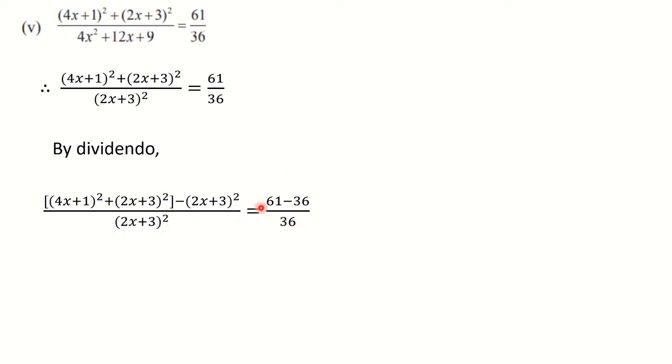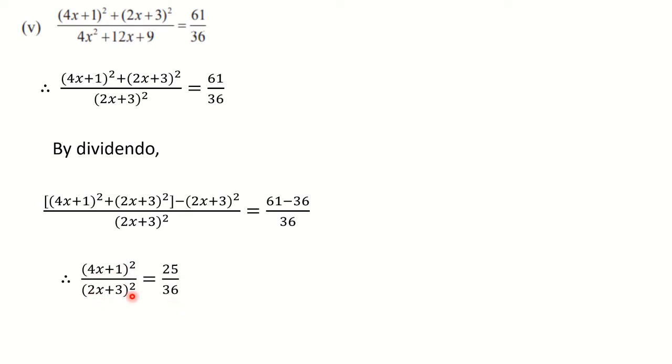Similarly, we are doing dividendo on the right hand side also. You know that if we are doing any operation on the equation, we have to do it on both the sides. So here also we are going for dividendo: 61 minus 36 upon 36. Now see, this is plus and this is minus, so the second term will get cancelled and we will get the answer as 4x plus 1 the whole square divided by 2x plus 3 the whole square is equal to 25 upon 36.